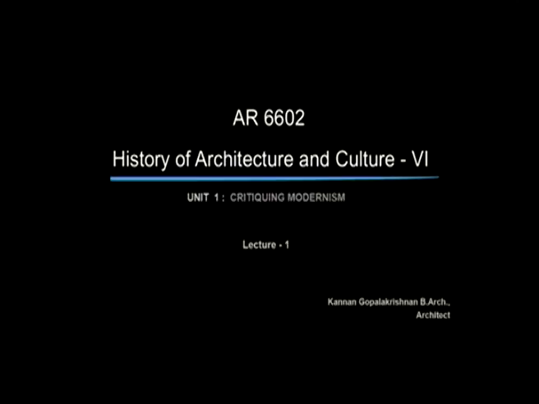Welcome to UGC lecture series. This is AR 6602, History of Architecture and Culture 6. We'll deal with Unit 1, Critiquing Modernism. This is lecture 1, and before we go into what we're going to learn in this lecture, we'll quickly look at why we study history.